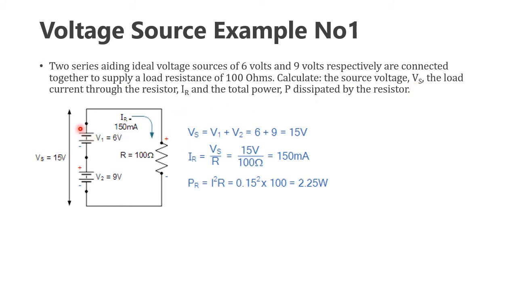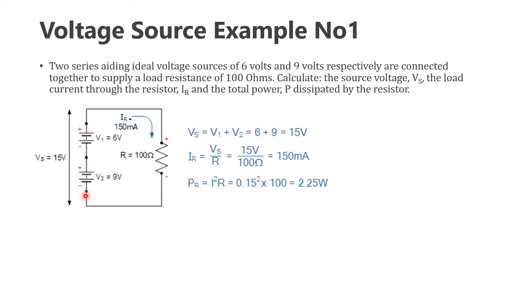So here two batteries are connected, but they are at different voltage levels. Here V1 is 6 volts, V2 is 9 volts. These two batteries are in series connection. Now we have to calculate the source voltage. Source voltage means the terminal voltage.